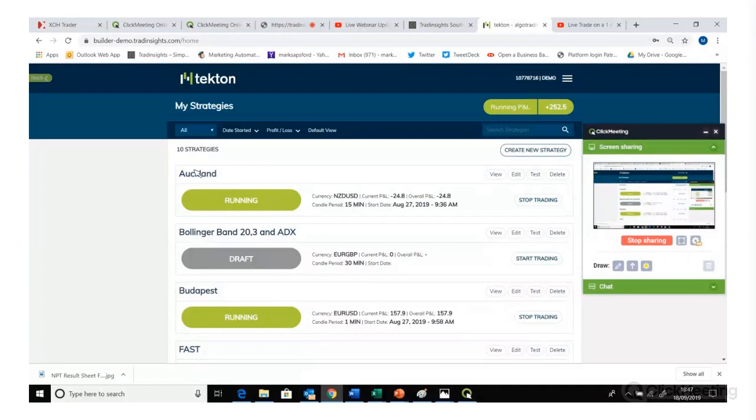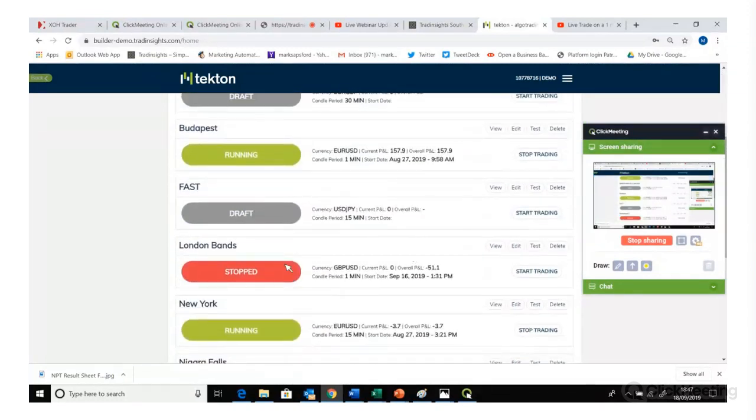Now I've named some. You can name these whatever you want. You can name them strategy 1, strategy 2, Bob 1, Rita 2, Sydney 3, whatever you want to call them. But I've named them country names or places just to give a little bit more authenticity to them. So we've got a number of strategies here, and you've got 3 settings for strategies. You've got running, you've got draft, and you've also got stopped. They mean exactly what they say. One of them is stopped, one of them is running, and one of them is draft.